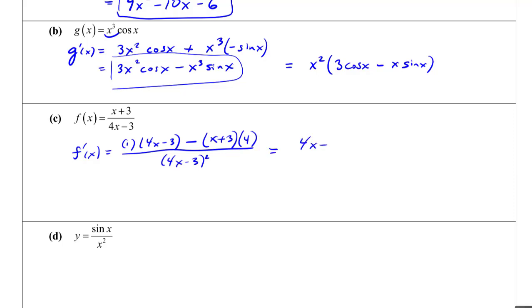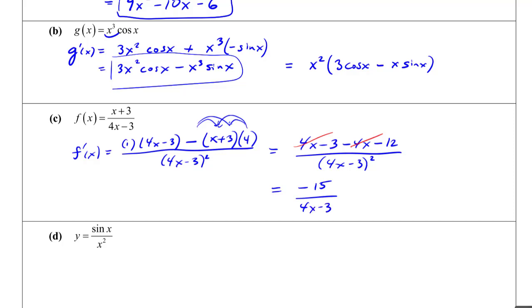Okay, so I just clean this up a bit. I get 4x minus 3, and then I essentially have a minus 4 that has to be distributed to each place here. So minus 4x minus 12 over 4x minus 3 squared. And indeed, we do see that cancellation here of the x terms in the numerator, but I do end up with minus 15 over 4x minus 3 squared.